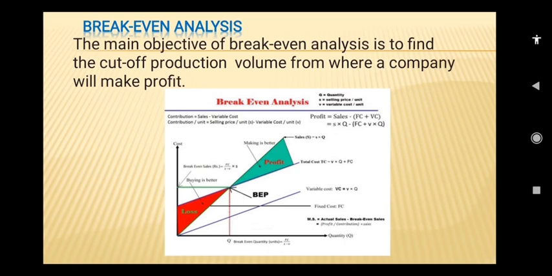X-axis is based on quantity, Y-axis is based on cost. The first blue color line is variable cost. It is the tapering line. Another green color line is sales. Another blue color line is total cost. The sales and total cost meeting point is the break even point. This is the break even point. Below it are losses, above it is profit.